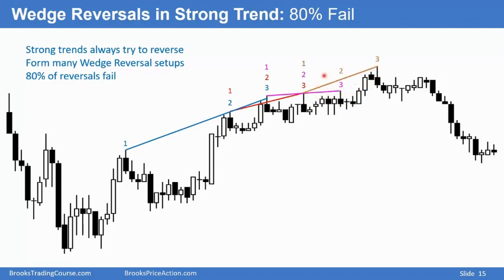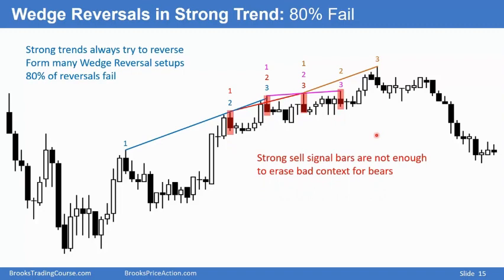Third push up, eventually it was successful, but it's still a low probability trade. Higher probability to wait until we get 3 or 4 consecutive bear bars and then sell. The sell signal bars alone are not reason enough to erase the bad context. It's a small pullback bull trend. Do not look to sell.